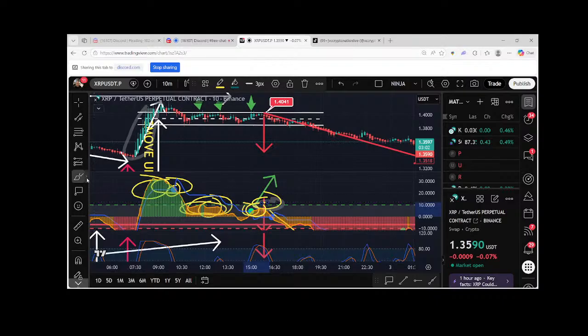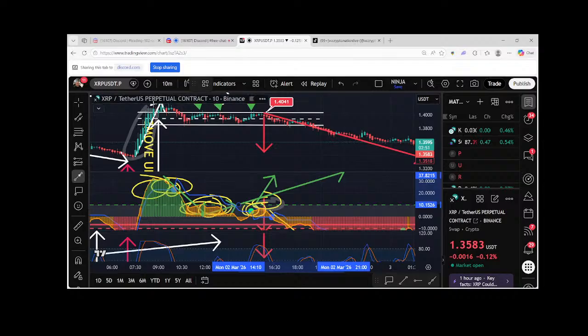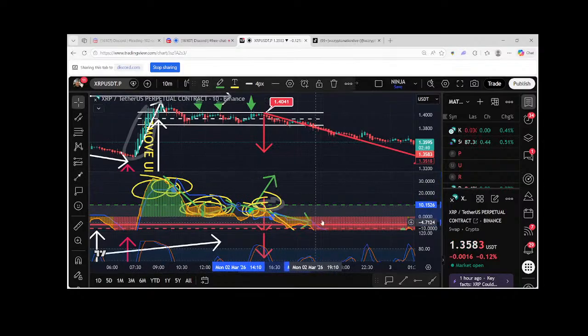So what is this? If we look at it again and we go, okay, we had a pullback. We had our bounce, and the bounce wasn't that great. So what's going to happen? It's going to go down. The 1, 2, 3.